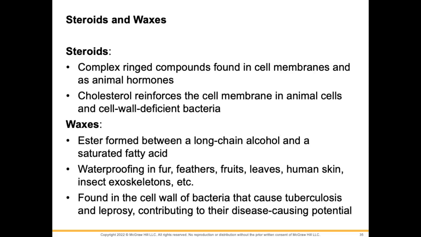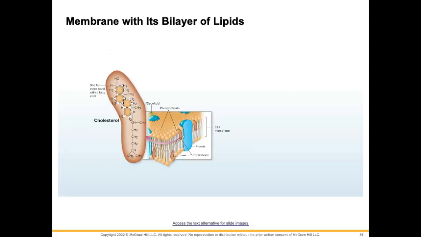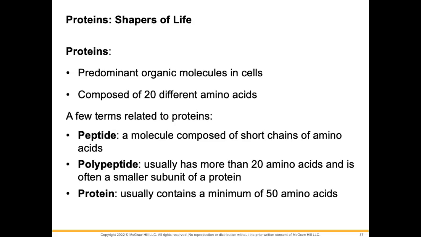Waxes are basically what make waterproofing possible in, say, fur and feathers and fruits. But certain waxes are found in the cell wall of bacteria that cause TB, tuberculosis, and leprosy. These waxes found in the cell walls of those particular bacteria help to contribute to their virulence, or their disease-causing potential. So they're more likely to cause disease because they have this wax helper that allows them to do that.